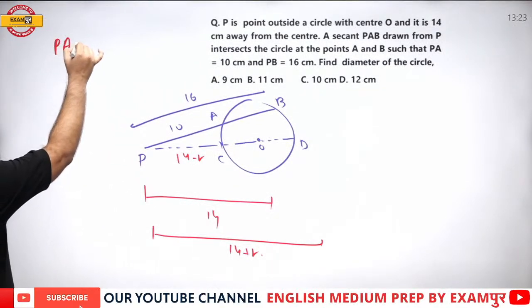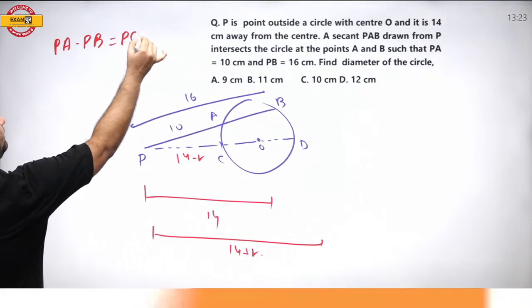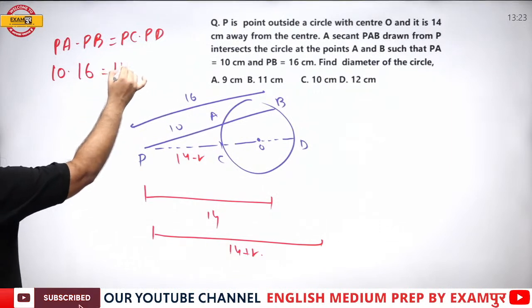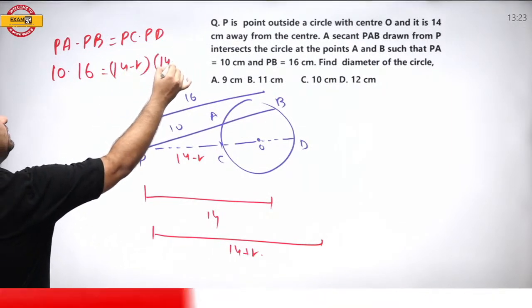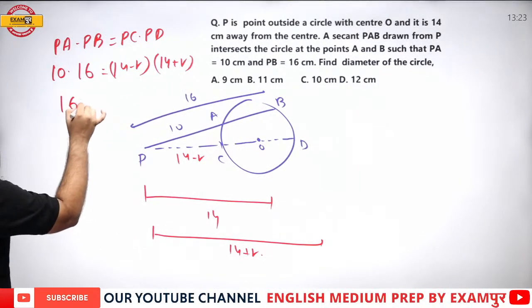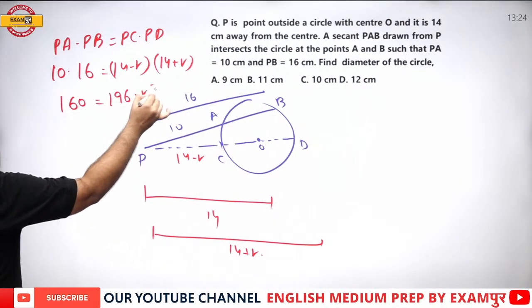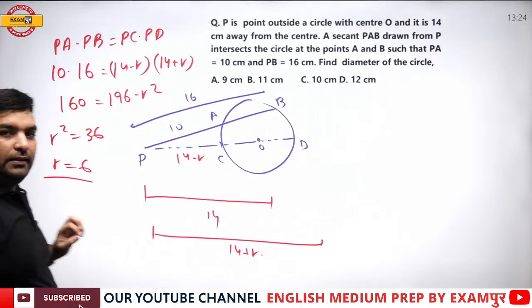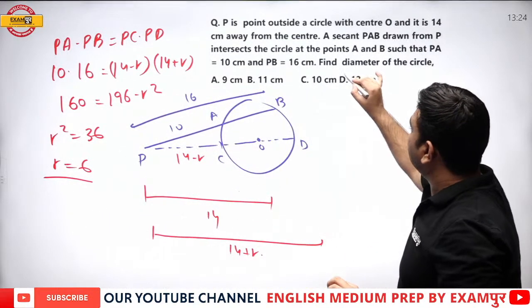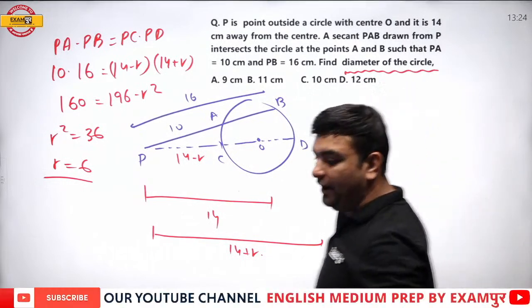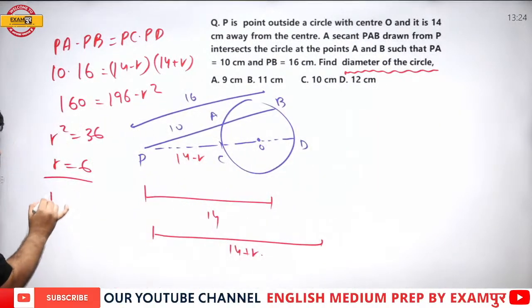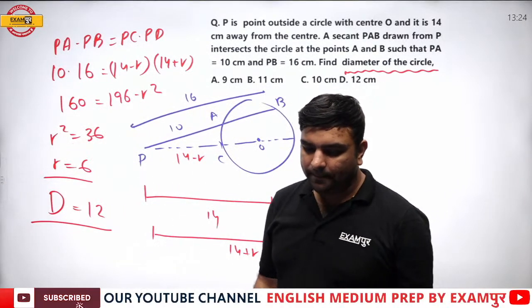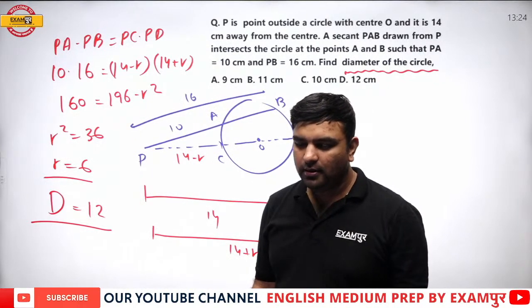So PA into PB is equal to PC into PD. PA 10, PB 16, PC 14 minus R, PD 14 plus R. 160 is equal to 196 minus R square. R square is 36, R is 6. They are asking the diameter of the circle. So if radius is 6, then diameter is 12. Any issues? Any problems whatsoever?